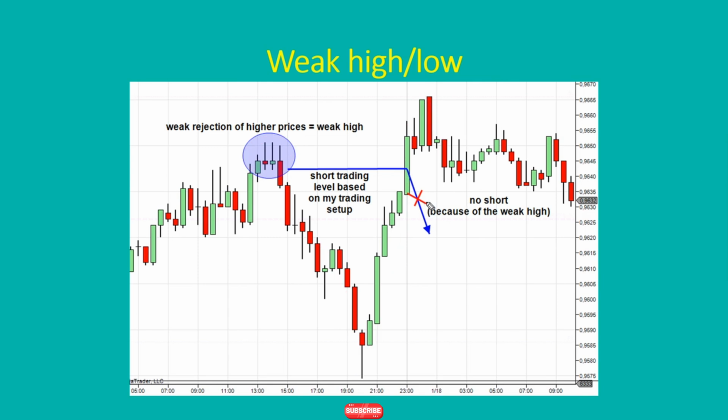So if you, for example, had some trading level in here, if for example you wanted to go short from here, from this level, then it wouldn't really be smart, because price usually tests above weak highs like this one, as you can see in this case.